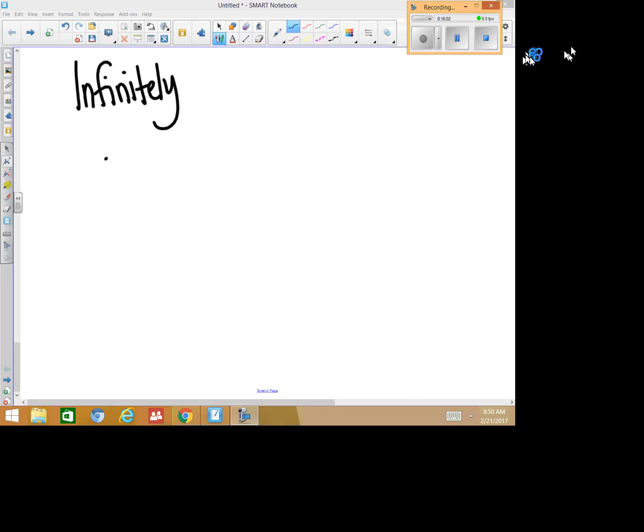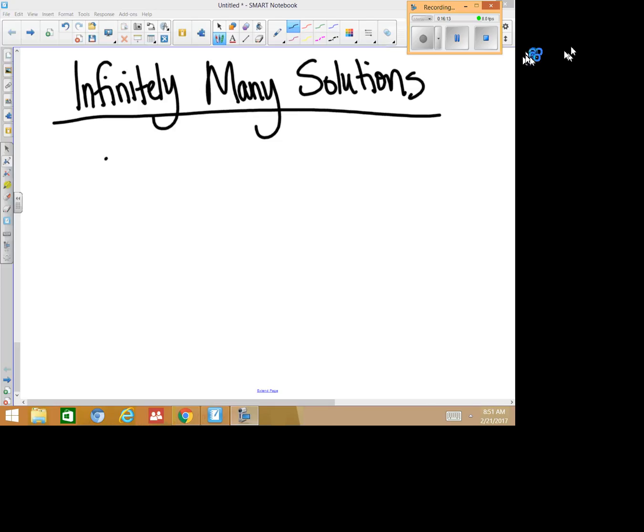Infinitely many solutions. This one's kind of easy to recognize too. Let's look at one like this, okay? Here's what infinitely many will look like.